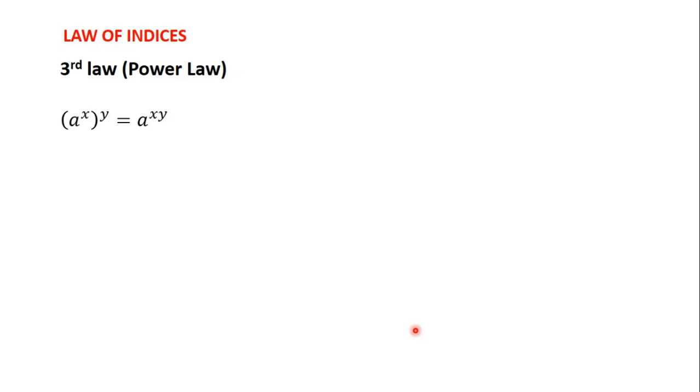Let's consider the third and last law. It's called the power law. What this law says is that if you have a exponent x, then exponent y, this gives us a exponent x times y, or a exponent xy.